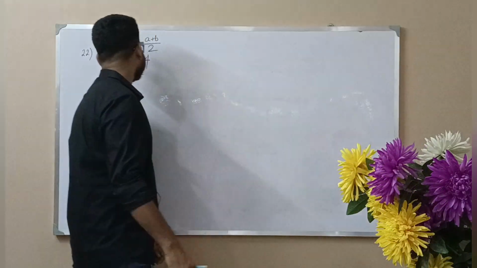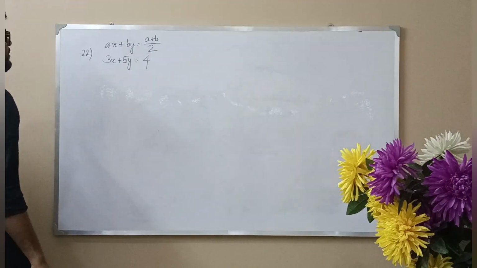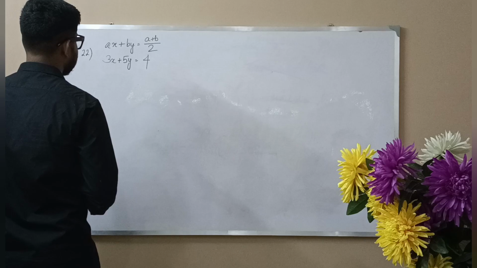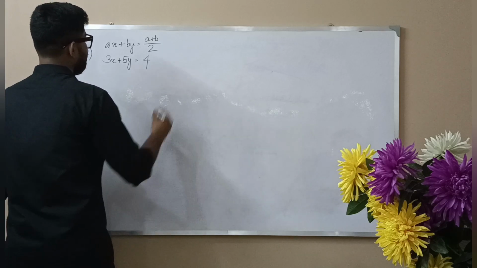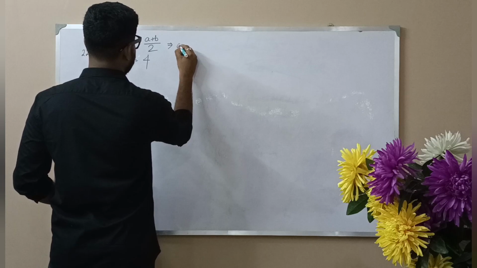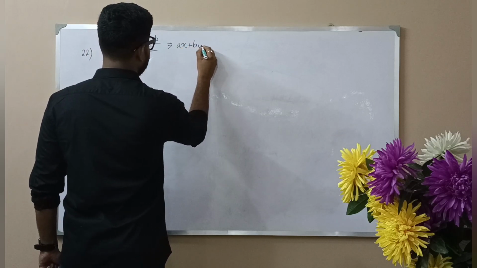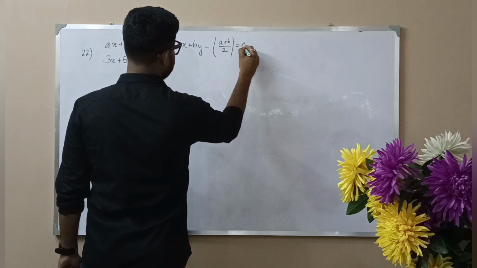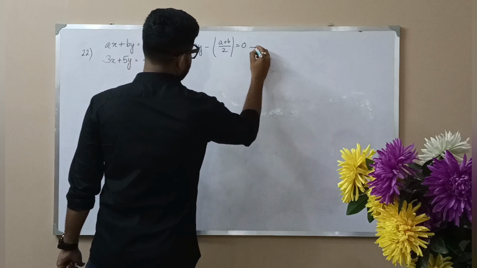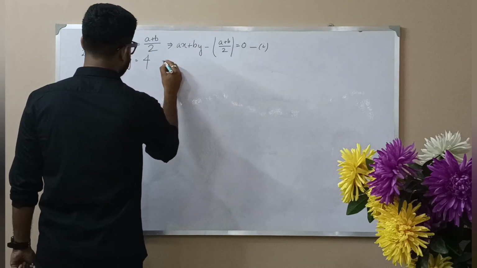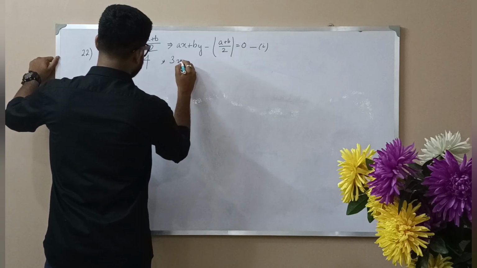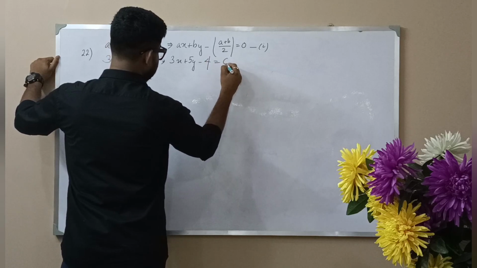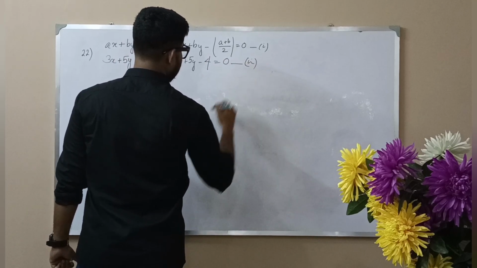Sum number 22 says ax plus by equals a plus b by 2. This is the first equation, and the second equation is 3x plus 5y equals 4. So we can write this equation as ax plus by minus (a plus b by 2) equals 0. Let us name this equation 1, and we can write the second as 3x plus 5y minus 4 equals 0. We'll name it equation 2.